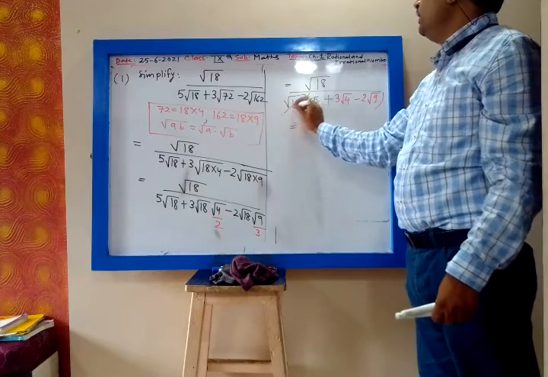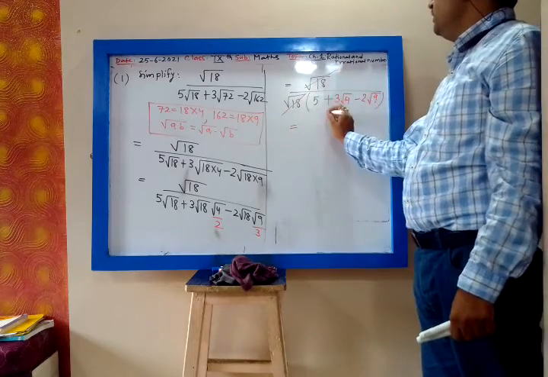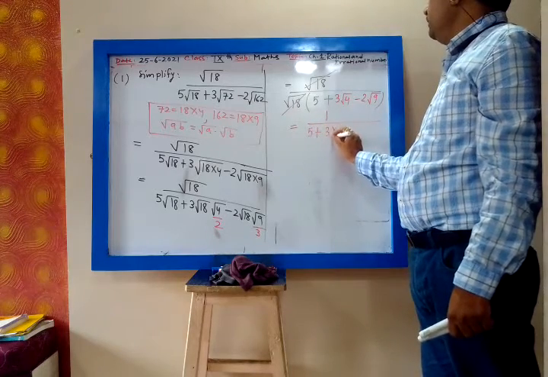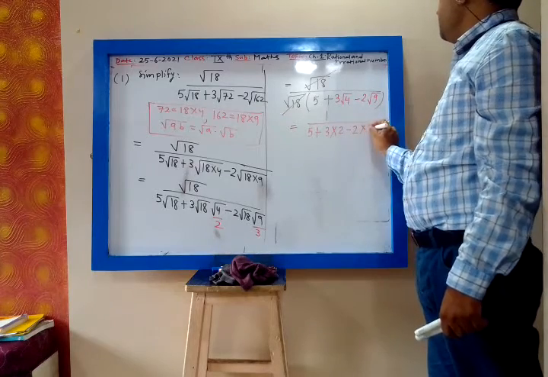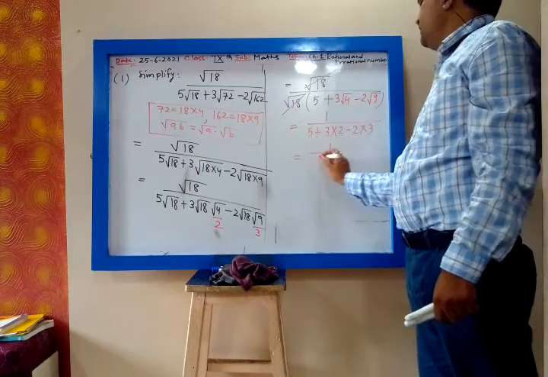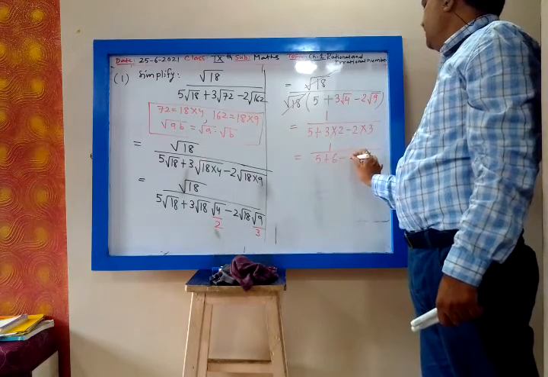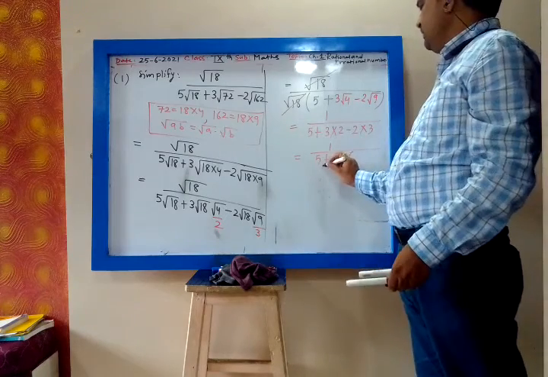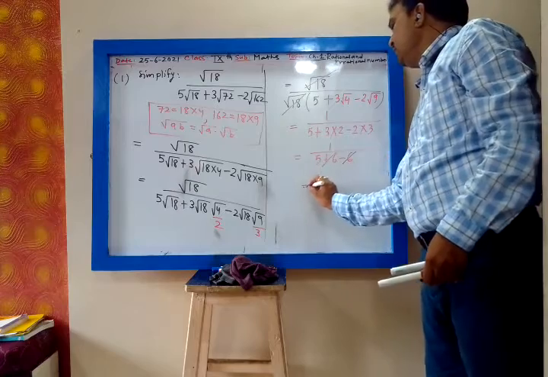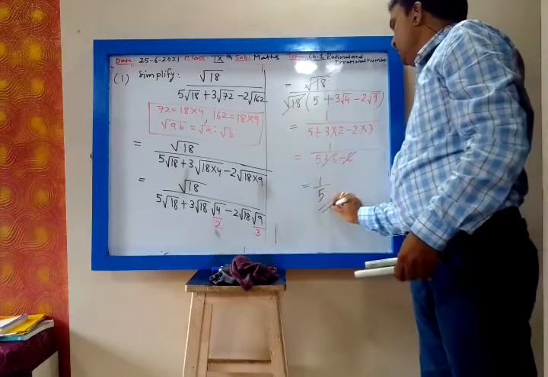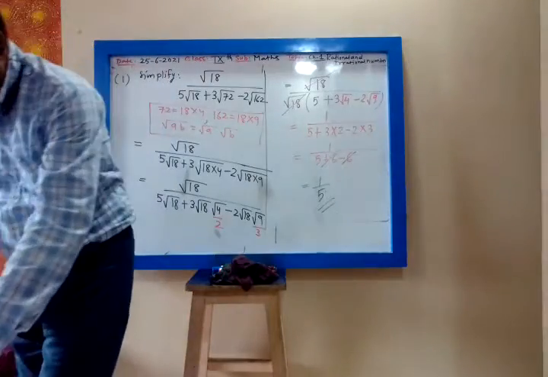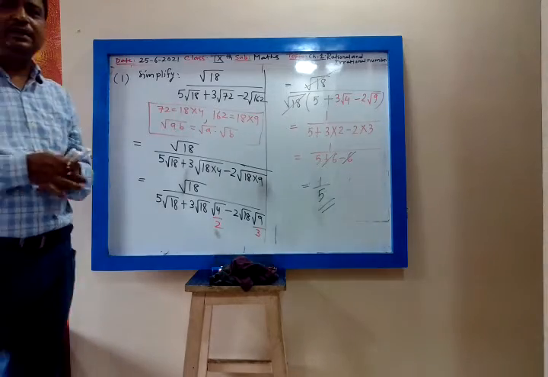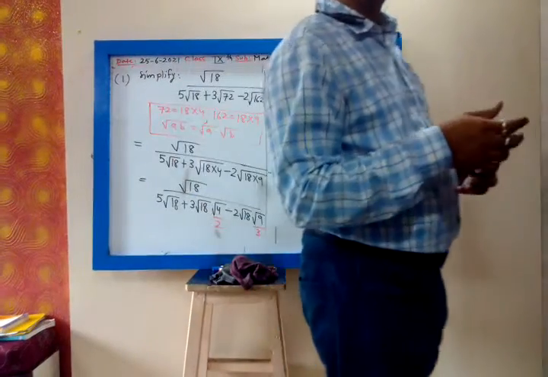So root 18 gets cancelled, numerator and denominator. So what is left? 1 upon 5 plus 3 root 4 is 2 root 9 is 3. So that is 1 upon 5 plus 6 minus 6. Yes. So plus 6 and minus 6 get cancelled. What is left? 1 upon 5. So the answer is 1 upon 5. Enough. 1 upon 5 is enough. You can write 0.2. No problem.